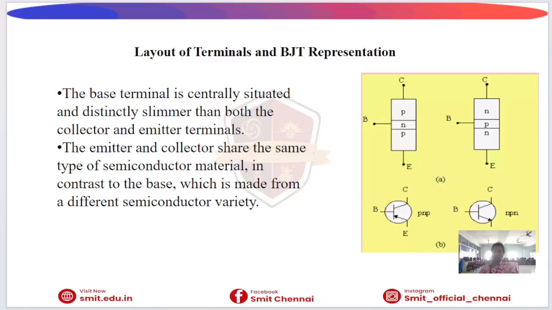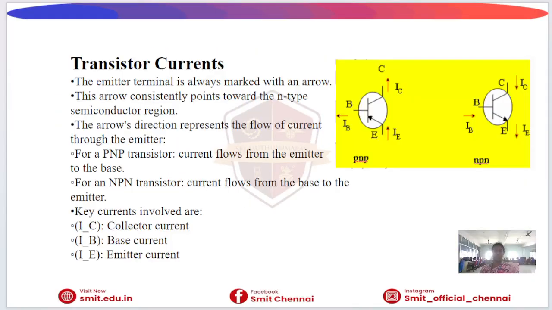Okay. So the next one is the transistor currents. What is the transistor current? There are three current flows in the transistor. That is IC, IE, and IB. In this, IB is the base current. That is a small current. It controls the transistor action.